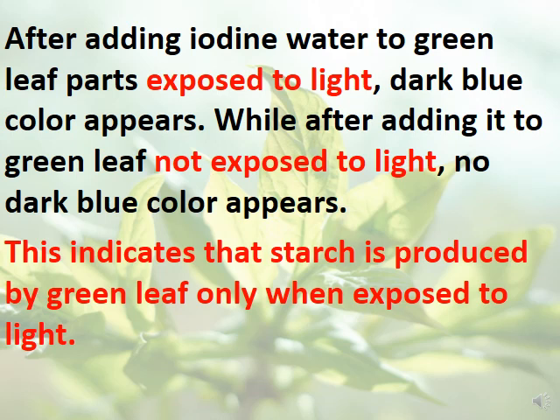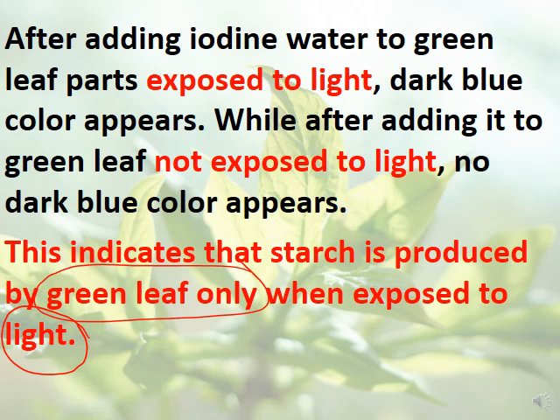While after adding it to the green leaf not exposed to sunlight, which is covered by black cardboard, there is no dark blue color. What does this indicate? This indicates that starch is produced by only the green leaf when exposed to sunlight. So green leaf is important, but we also need sunlight. Without the sunlight there is no dark blue color, meaning that there is no starch.